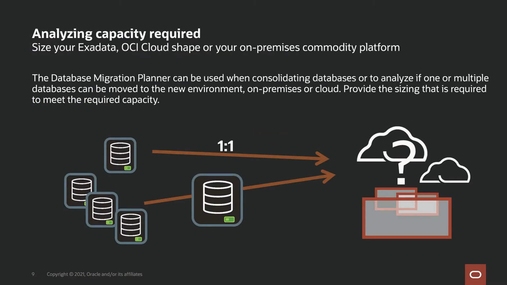Database Migration Planner helps you with analyzing the capacity required for the new platform. You can analyze the capacity needed for migrating and consolidating databases to the new platform. The new platform can be a cloud platform like Exadata Cloud at Customer, Exadata Cloud Service, or it can be on-premise, either an Exadata platform or a commodity platform. It will help you to analyze the capacity required to meet your required capacity.